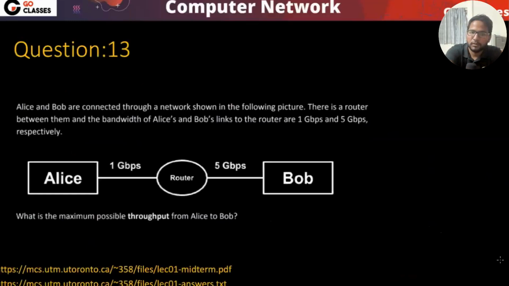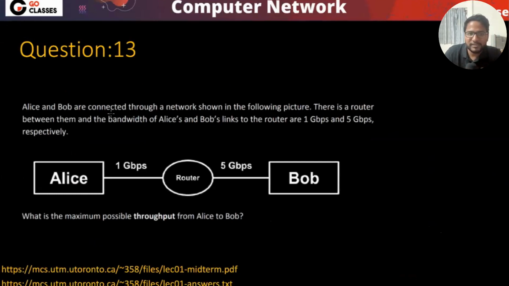Cool. Now let's see this question, which is a very straightforward question, but still let's see it. This is question number 13. What they are saying is that Alice and Bob are connected through the network shown like this. There is a router in between them and the bandwidth is also given to you. That's a very simple question. They're asking just the maximum possible throughput. What is the maximum possible throughput from Alice to Bob?